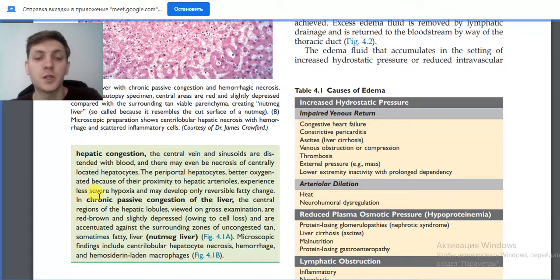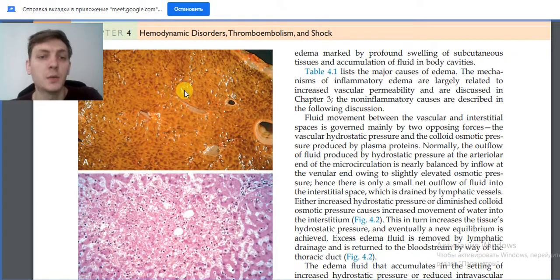In chronic passive congestion of the liver, the central regions of the hepatic lobules, viewed on gross examination, are red-brown and slightly depressed owing to cell loss, and are accentuated against the surrounding zones of uncongested tan, sometimes fatty, liver. It's known as nutmeg liver. Just remember this morphologic pattern. Some parts are much more supplied by blood, some parts not, and that's why we see this appearance of nutmeg liver.